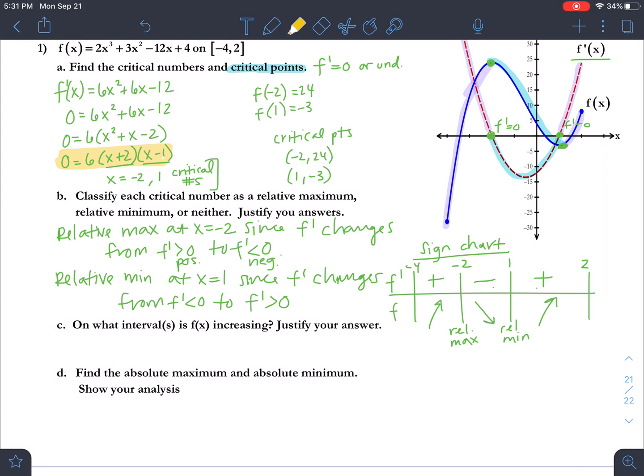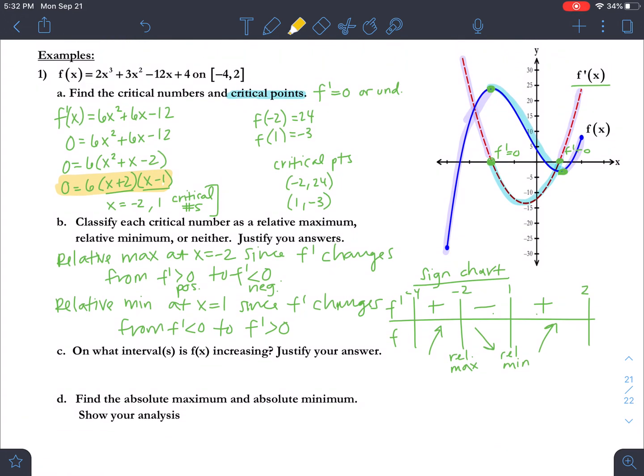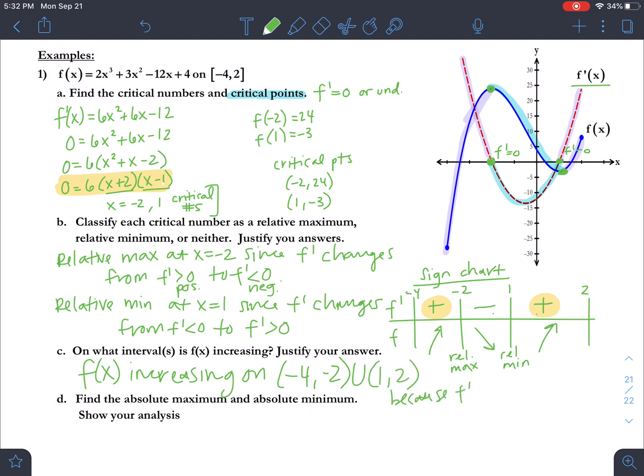To finish up this one, we're going to talk about when f of x is increasing. Pretend you don't have that graph, but you have this information right here. You know that f of x is increasing where f prime is positive, so you would simply say f of x is increasing on -4 to -2, union 1 to 2. Why? Because f prime was positive, or f prime was greater than 0. We got that straight from our sign chart. In the future, we're not going to have the graph, but it is nice right now to refer to.